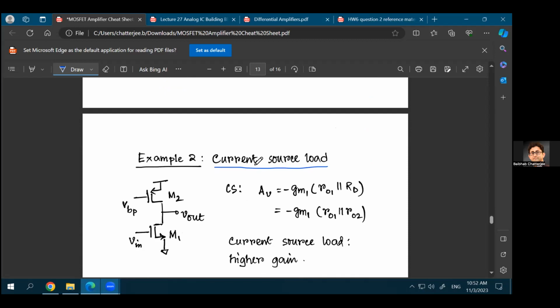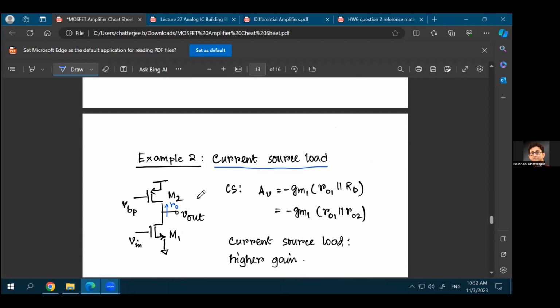Now, in the current source load, the advantage is that as you are looking into the drain of this M2 transistor, how much resistance do you see? Do you see 1 upon GM or do you see RO? In this case, you see RO, right? Because this is not diode connected anymore. So the resistance that you see here is RO. And usually the RO of the transistor is much, much higher than 1 upon GM of the transistor.